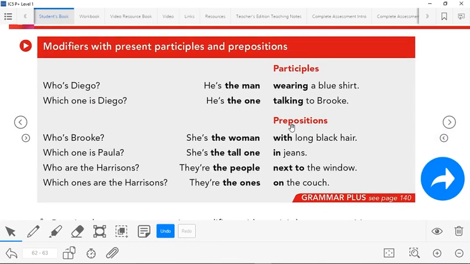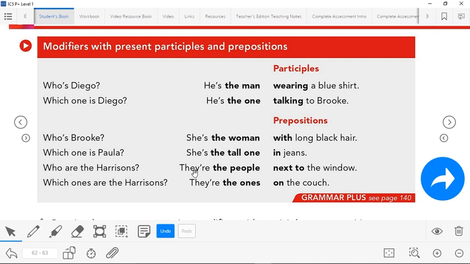And we can also use the prepositions with, in, next to, on. These different prepositions to describe people. For example, who's Brooke? Oh, she's the woman with long black hair. You describe her, and now you can identify the person by their looks. Okay? We can also use other things. Which one is Paula? She's the tall one in jeans. She's the tall one in a shirt. She's the tall one in a dress, basically. You can use "in" to describe the looks also, okay?